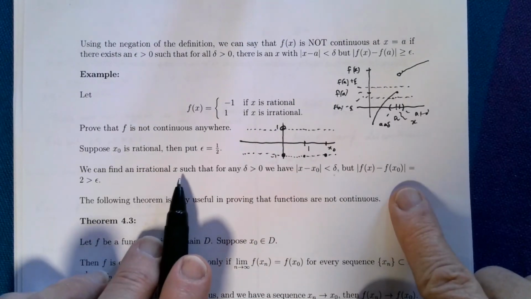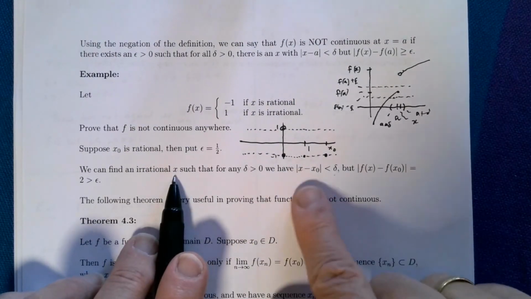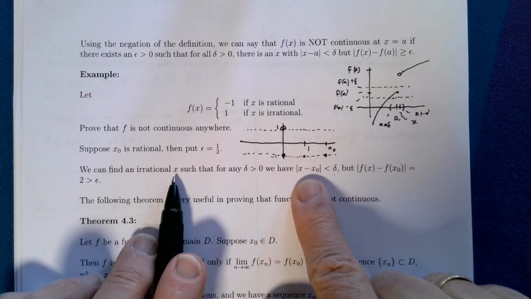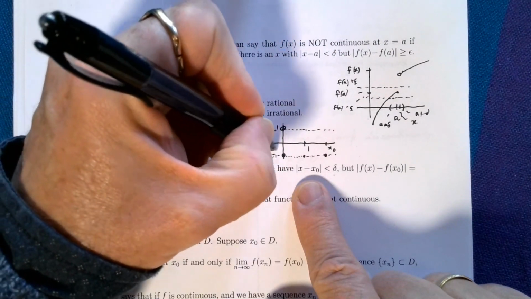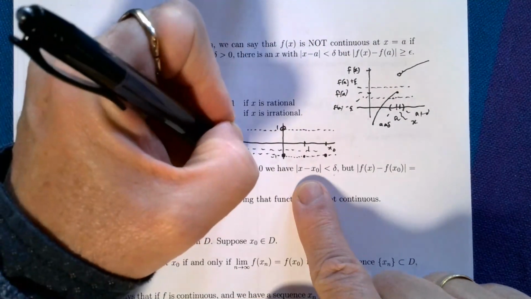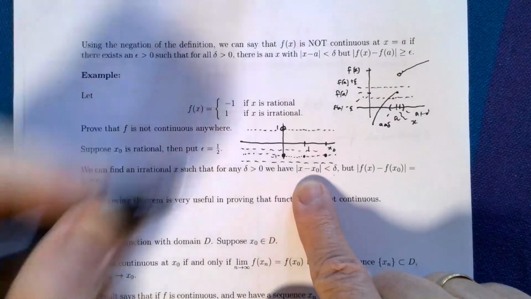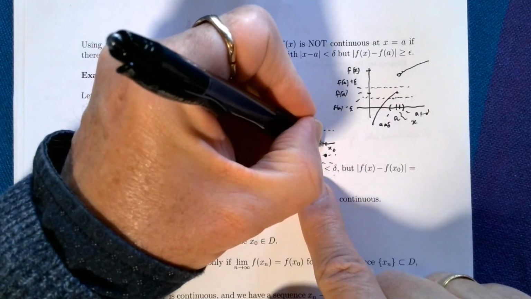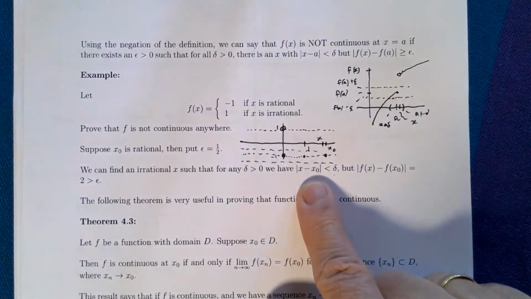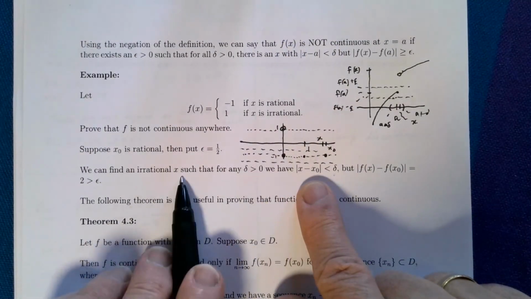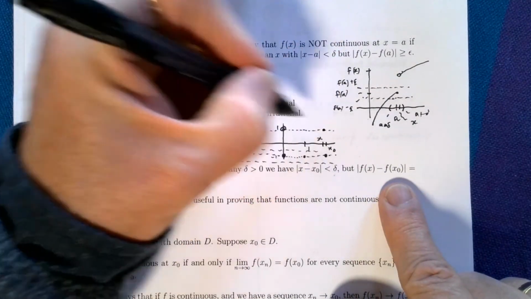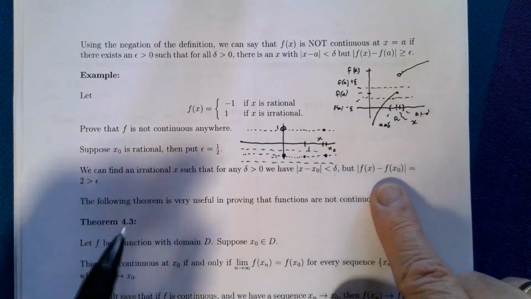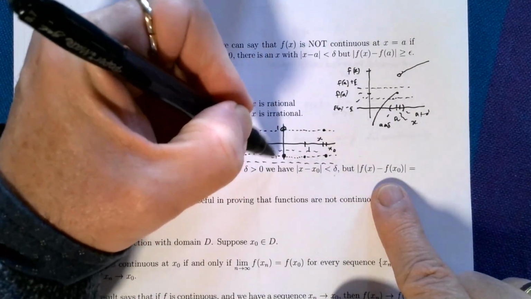Now, we can always find an x that's irrational, that's as close as we like to my x naught. So I draw my little epsilon band around here. There's the epsilon band there, and there's the bit below. And I can always take an x that's near this one. For any delta, I can always find an irrational number that's as close as I like to my x naught. But f of x is up here because x is irrational. And of course, this is not inside the band.